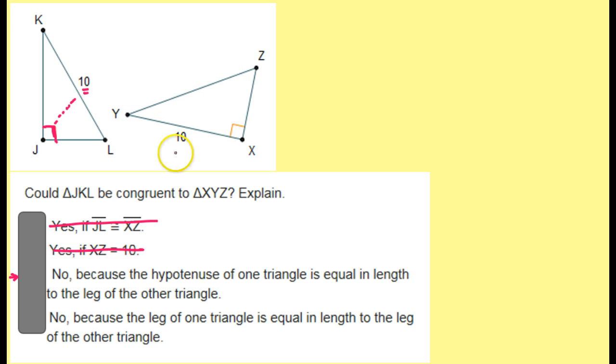We have the leg of one triangle, this is a leg, is equal to the hypotenuse of the other triangle. Okay, they're not both legs. It's leg hypotenuse, so this is the answer.